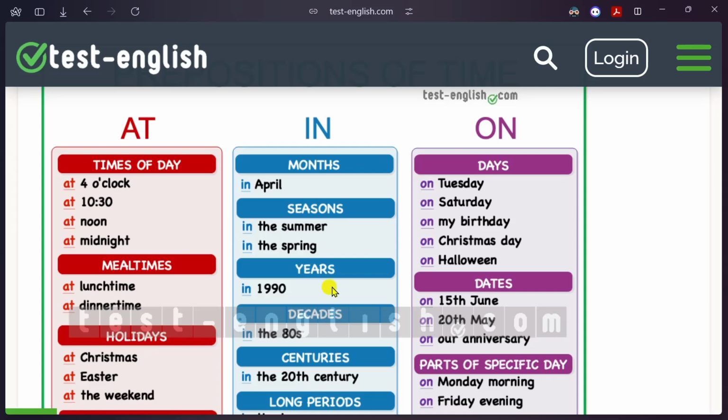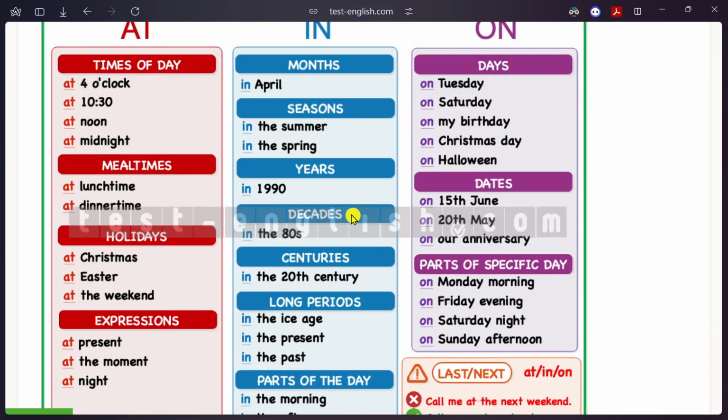So let's see, in months we use in April, not at April. Okay, so for example, we have vacations in May. Seasons, in the summer, in the spring, in a certain year. I was born in 1991. Already I'm getting kind of old, right? People used to tell me, wow, you're so young. Not anymore. 1990. You see, in a certain year, okay?